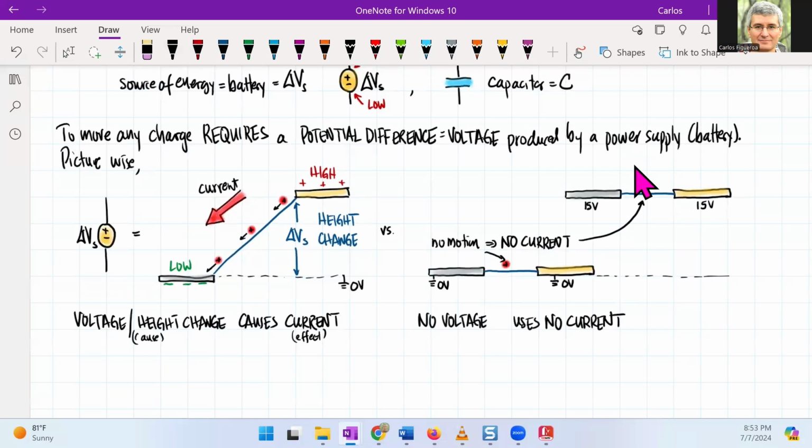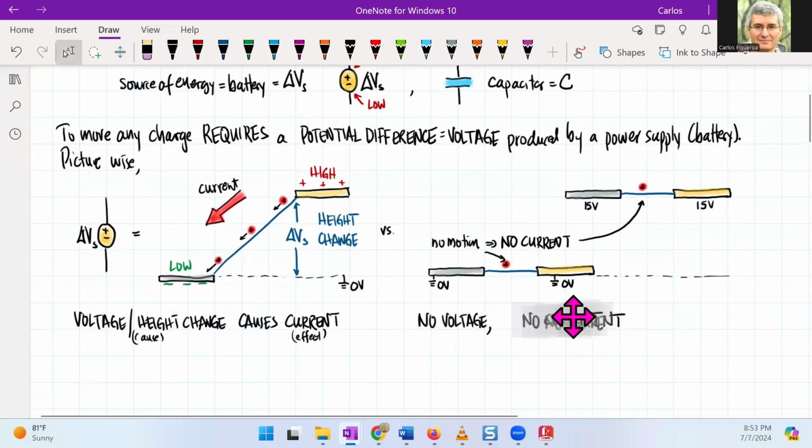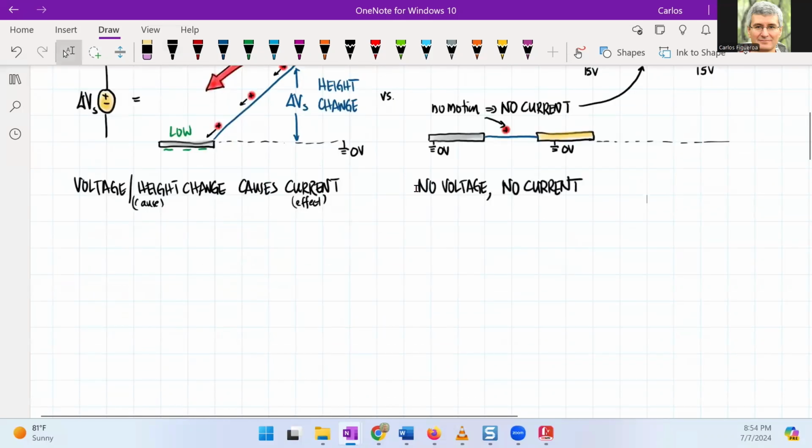So I probably shouldn't say cause. I should probably say if there's no voltage, there's no current. So I can have different voltages on these plates, but if there's no voltage across them, there's no current. Now let's apply this to the capacitor circuit here.